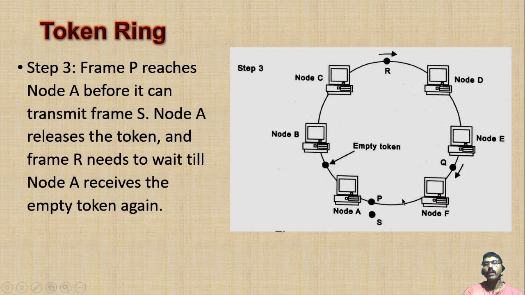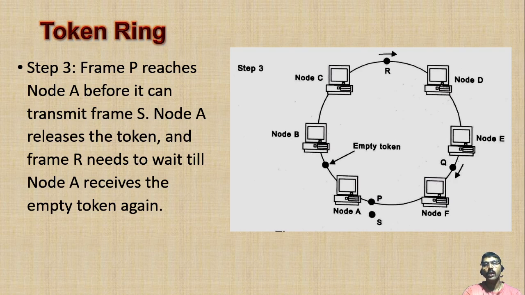Now see, whenever this data frame P is received here, node A has to release the token. Node A is ready for transmitting the frame S, but the P frame, the frame which was sent by node A, is already received, so it has to release the token. So only the 3 data frames, that is P, Q, R, are actually delivered to node D. Once P is received here, the token is released. If it has to transmit S, node A again has to wait.